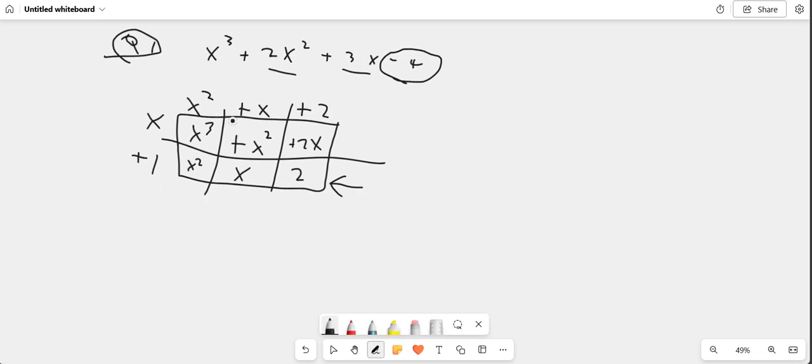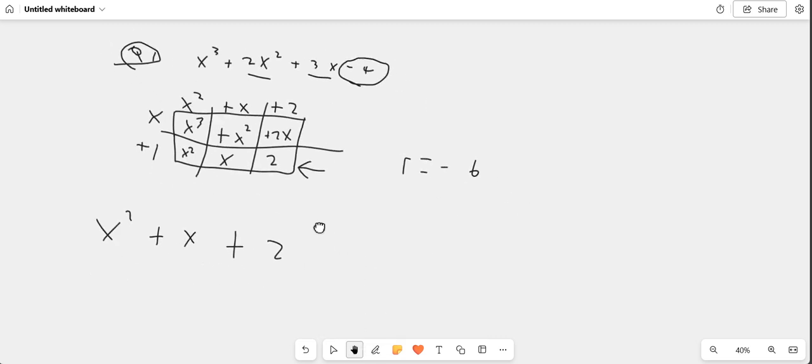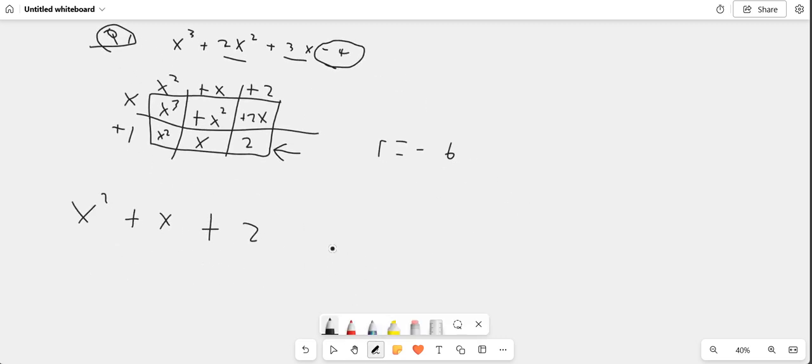So when you divide that by x plus 1, you get x squared plus x plus 2, and then the remainder is minus 4 minus 2, so the remainder R is equal to minus 6 here. That means, if you look at the form that they want, that D is minus 6, so minus 6 over x plus 1.